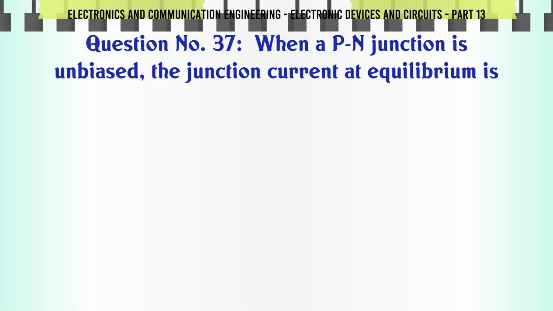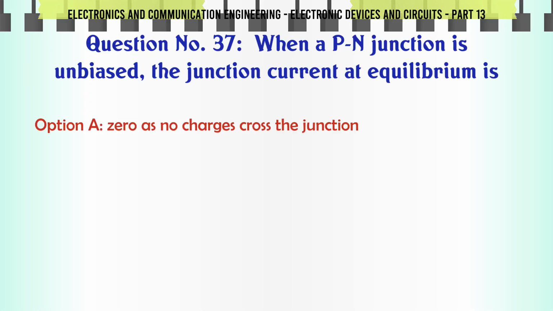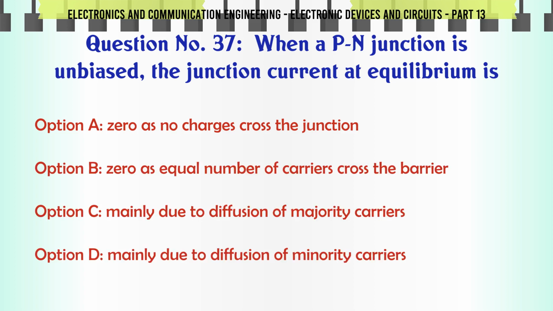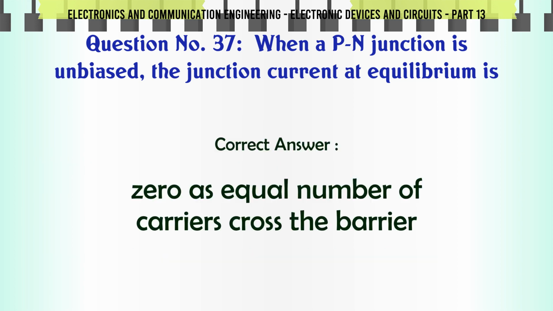When a PN junction is unbiased, the junction current at equilibrium is A. 0 as no charges cross the junction, B. 0 as equal number of carriers cross the barrier, C. Mainly due to diffusion of majority carriers, D. Mainly due to diffusion of minority carriers. The correct answer is 0 as equal number of carriers cross the barrier.